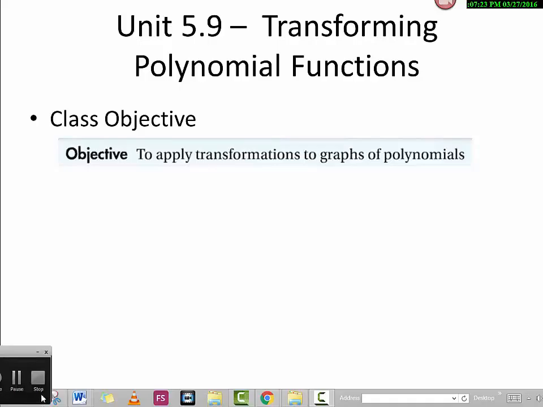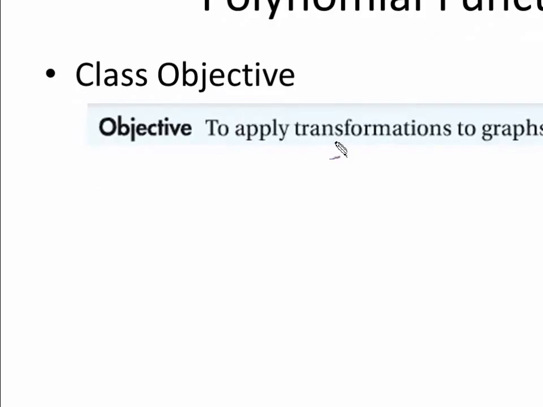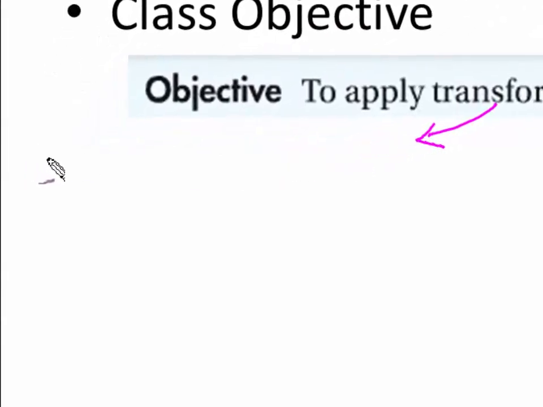Unit 5.9, Transforming Polynomial Functions. In this unit, we're going to apply transformations to graphs of polynomials. So we know there are only 4 types of transformations in the graph.